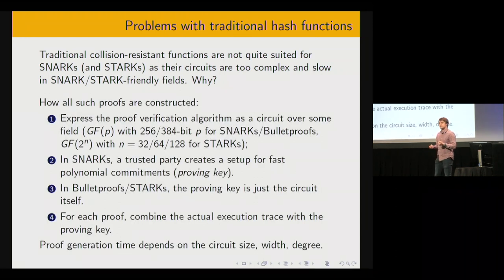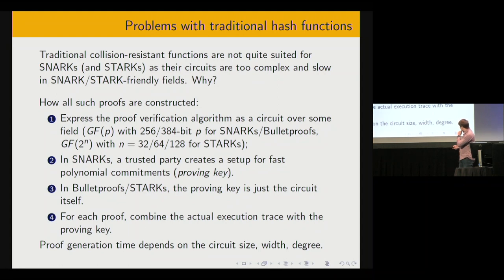Why exactly? Because such proofs are constructed such that we express the proof verification algorithm as a circuit, and this circuit is not over 32 bits or 64 bits, which are natural for our computers and over which such hash functions have been designed, but these are usually different objects, they are prime fields, or binary fields. And the thing is, if you take a regular hash function and you transform it so that it can be expressed over a prime or binary field, it becomes much more expensive in terms of the number of gates or the degree of polynomial if you encode it with polynomial or something like that.